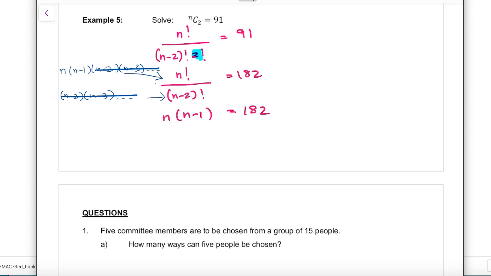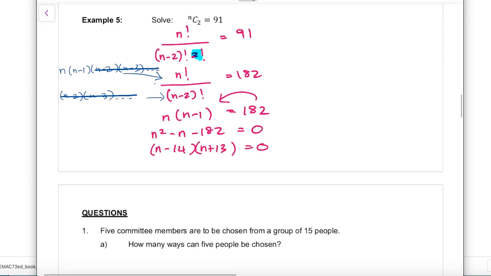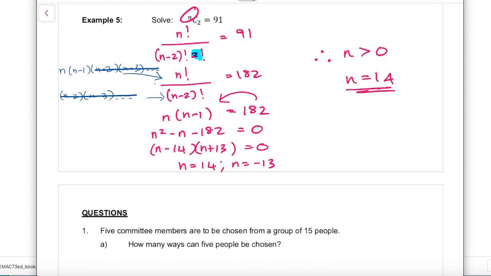And straight away I'm thinking, okay, I can see something to do with a quadratic here. I'm going to expand my bracket, so n squared take n. I'm going to bring my 182 over to make it take 182 and make it equal to 0. I'm going to factorise that quadratic, so n take 14, n plus 13, and so that n can be 14 or n can be negative 13. But thinking about the context, n can't be a negative number, n must be greater than 0, so n must only be equal to 14.